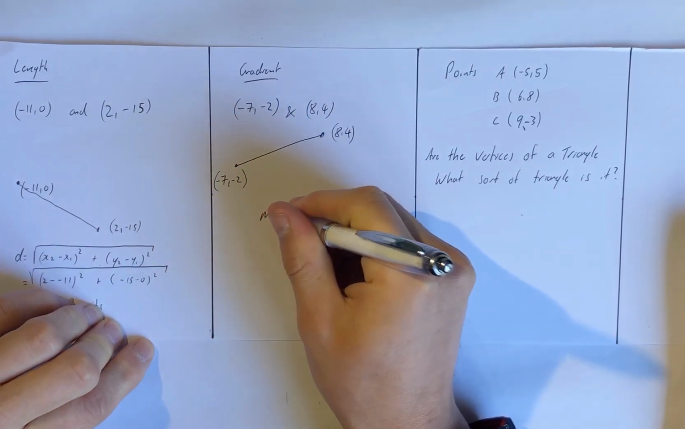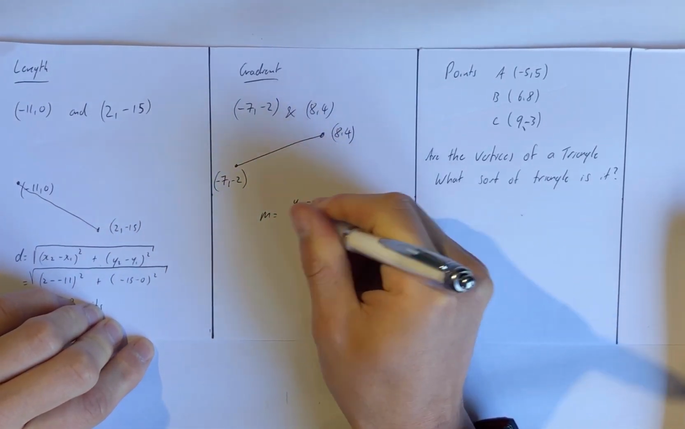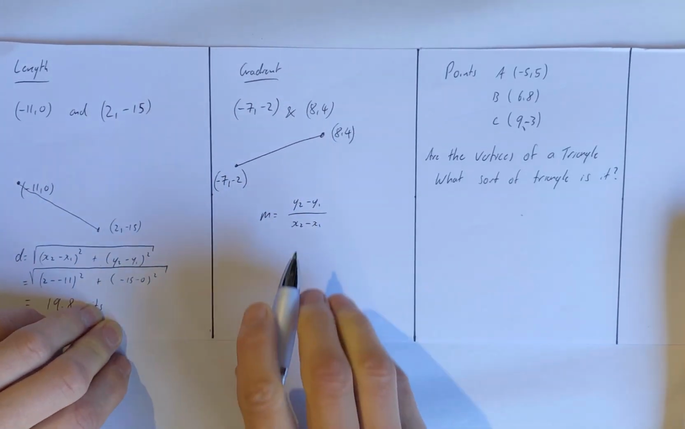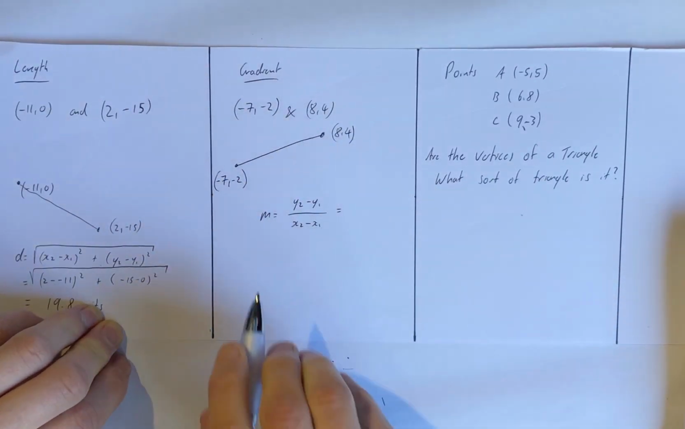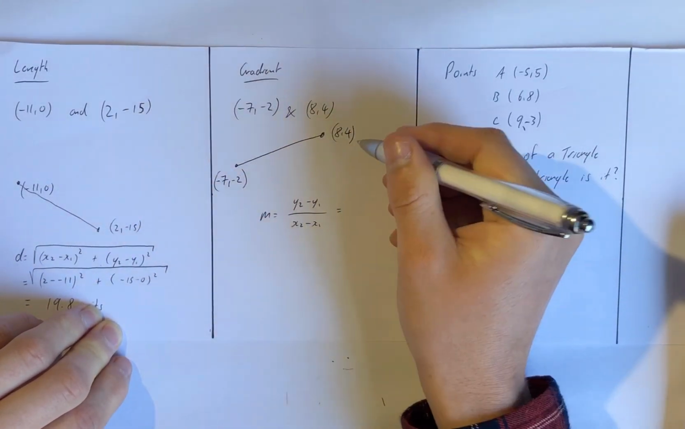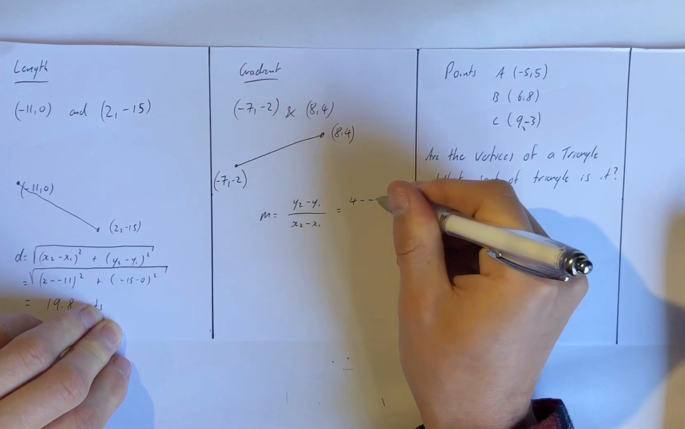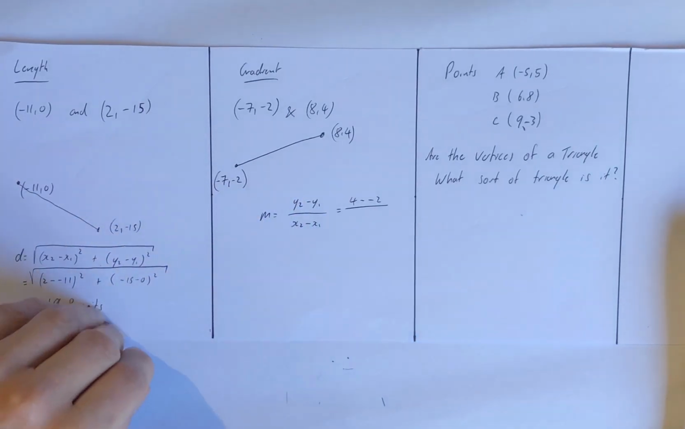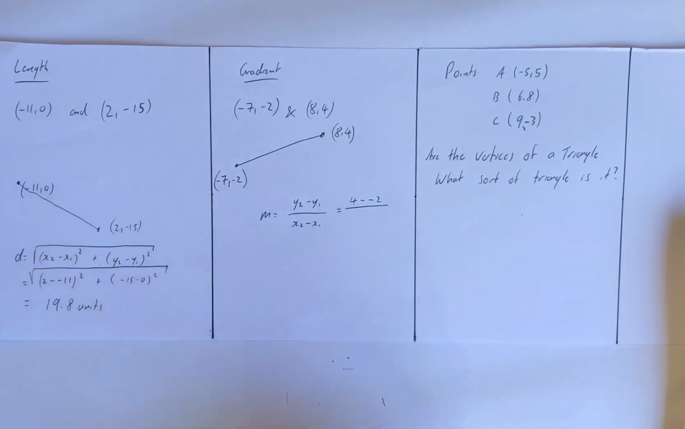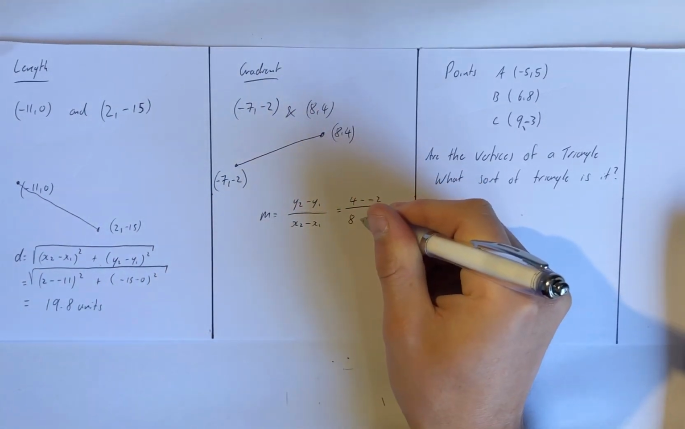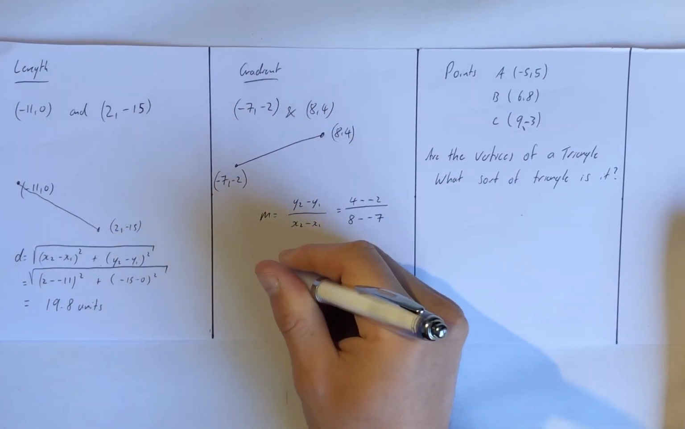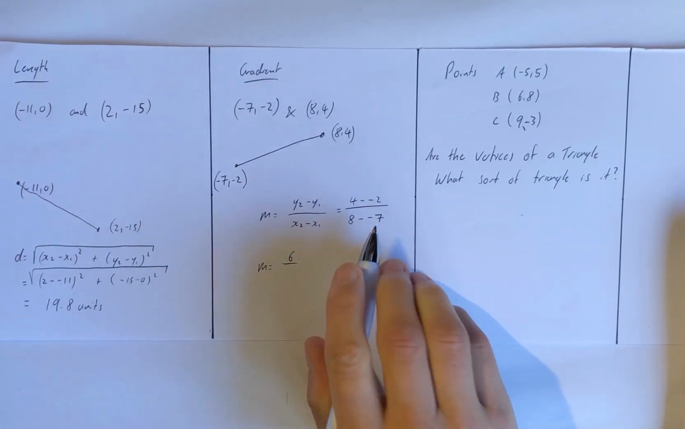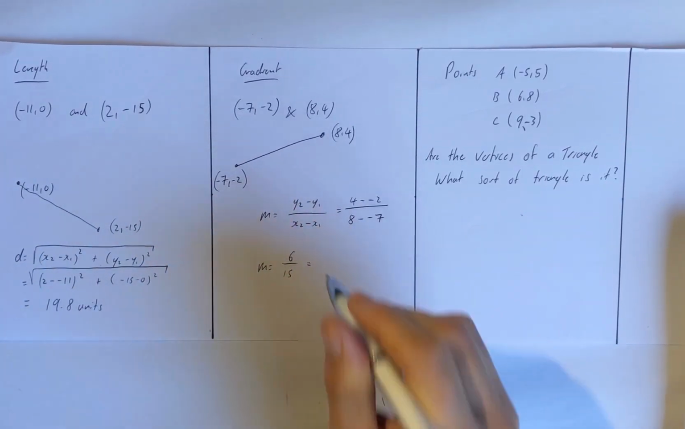So gradient is the difference in y, the rise, over the difference in x, the run. So x2 minus x1. So these are my 1s and these are my 2s. So y2 is 4, take away -2. Okay, because it's take away, then that number, so -2. So be very careful with that. And then I've got 8 take away -7. So m is in fact equal to 6 over, well that's 8 plus 7, 15. I mean, you can simplify this down, can't you?